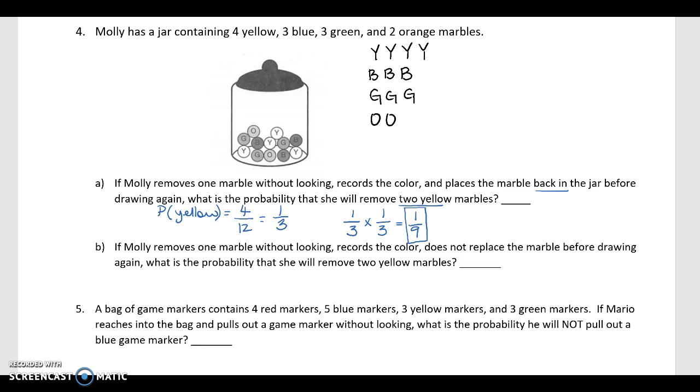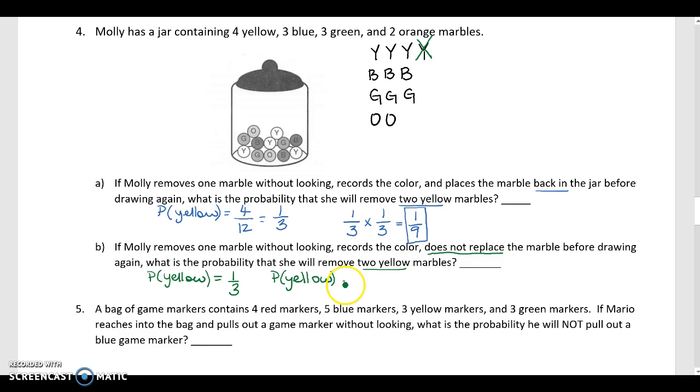So B says, if Molly removes 1 marble without looking, records the color, does not replace it before drawing again, what is the probability she will remove 2 yellow marbles? Okay, so we know that the probability of yellow to start with was 1 over 3. Now it's saying she left it out. She didn't put it back.